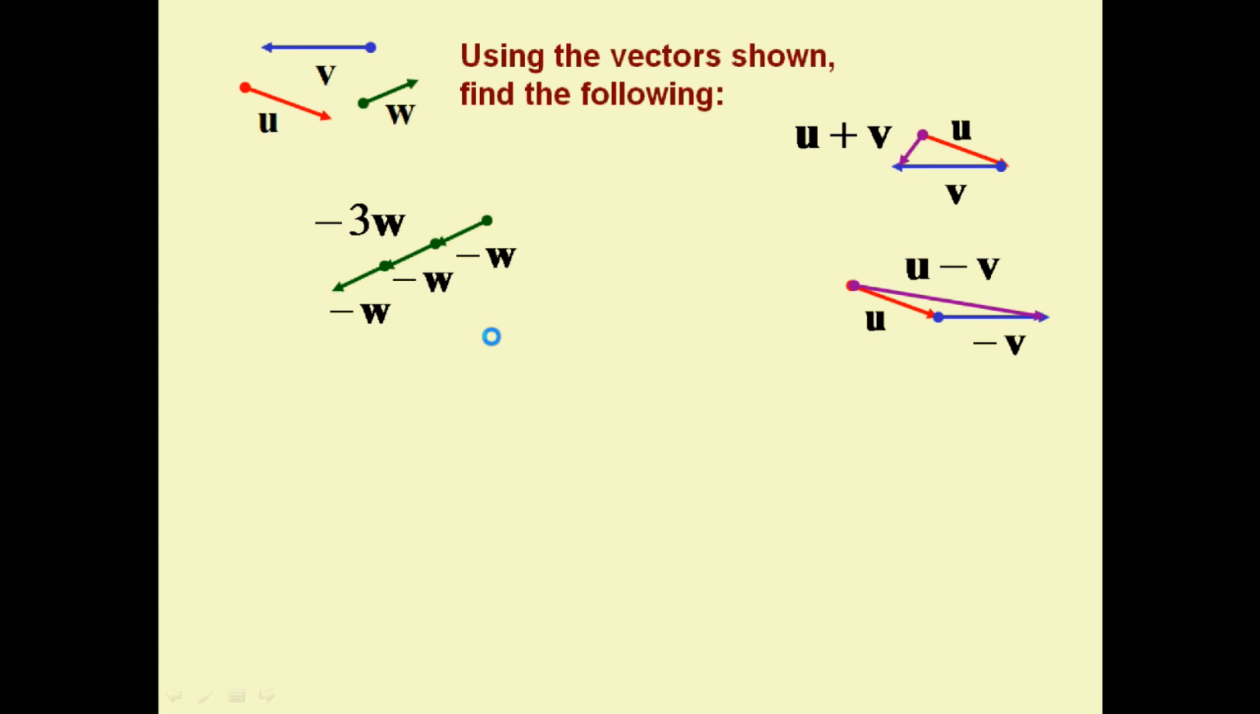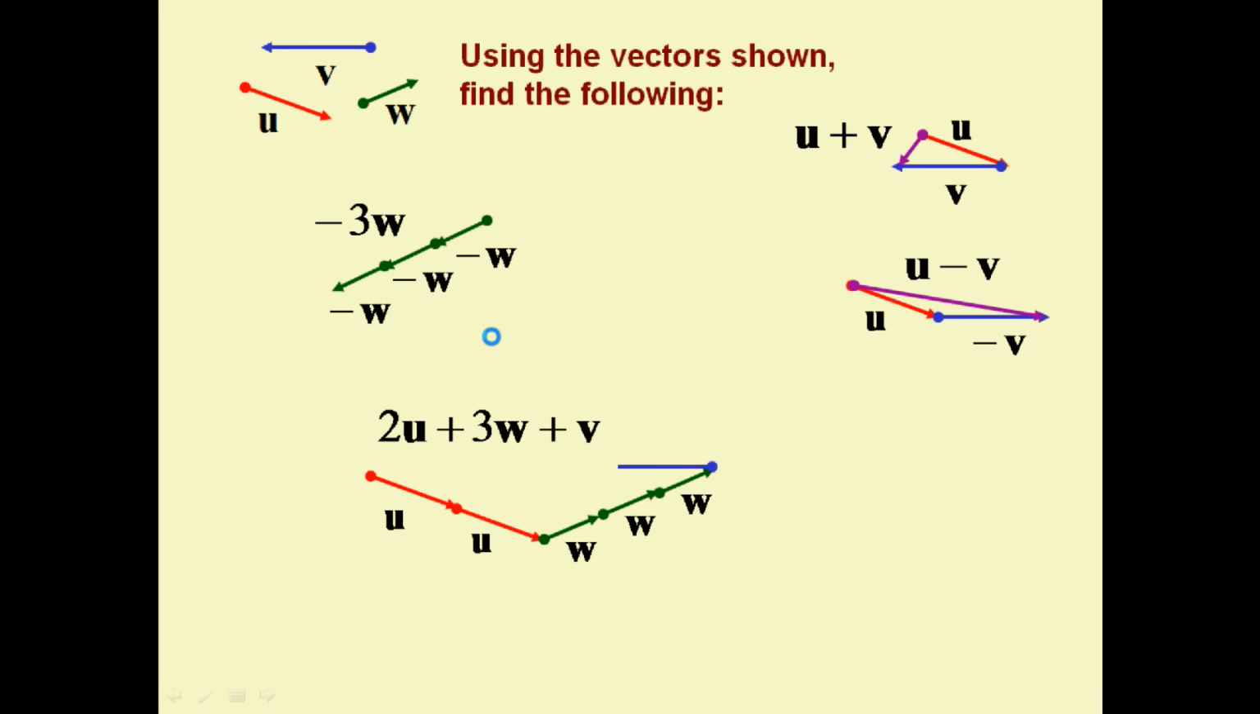Okay. 2u plus 3v plus w. 2u: these are the two u's. 3v: these are three v's, and w: this is one w. The purple color indicates the answer.